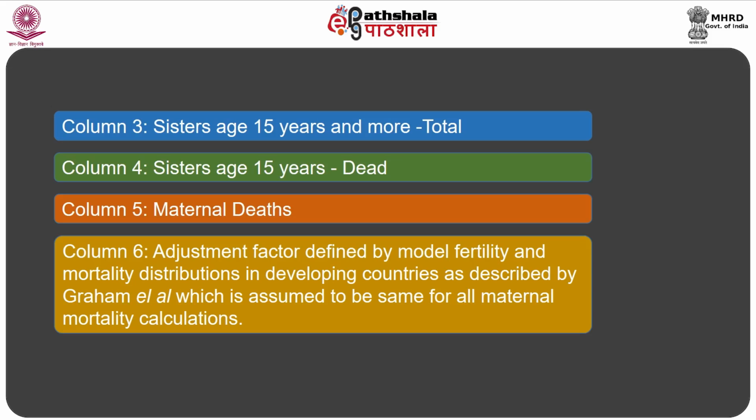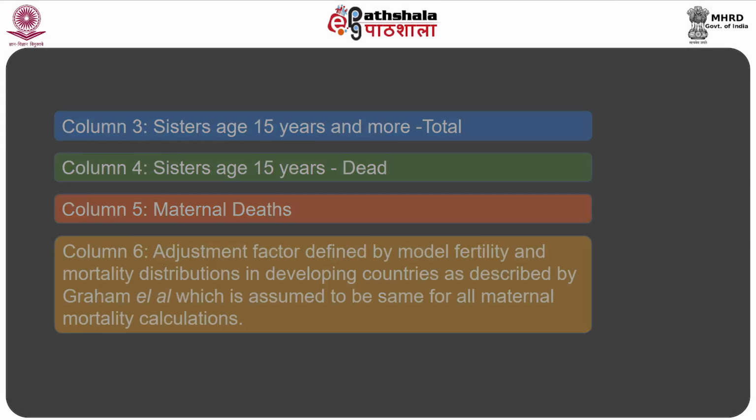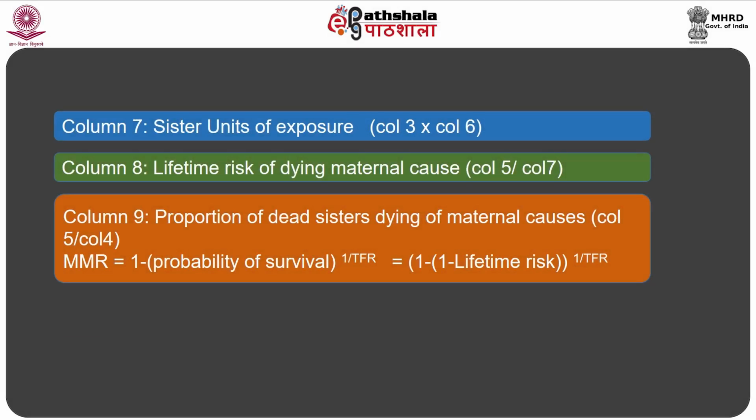Column number 6, adjustment factor defined by model fertility and mortality distributions in developing countries as described by Graham et al., which is assumed to be the same for all maternal mortality calculations. Column number 7, sister units of exposure, that is column 3 multiplied by column 6. Column 8, lifetime risk of dying of maternal cause, column 5 divided by column 7. Column 9, proportion of dead sisters dying of maternal cause, column 5 divided by column 4.